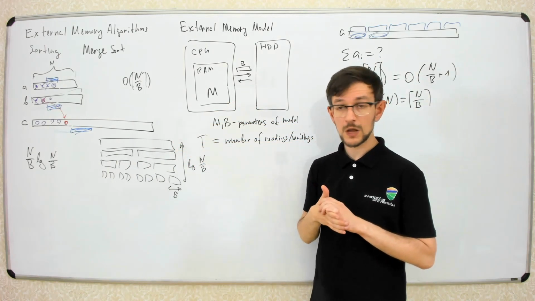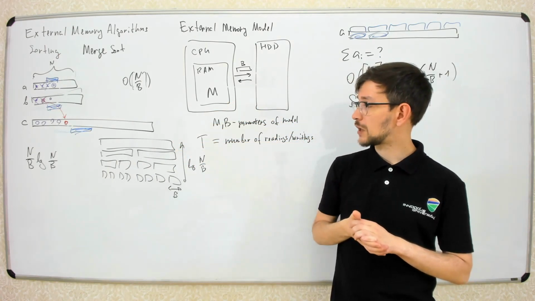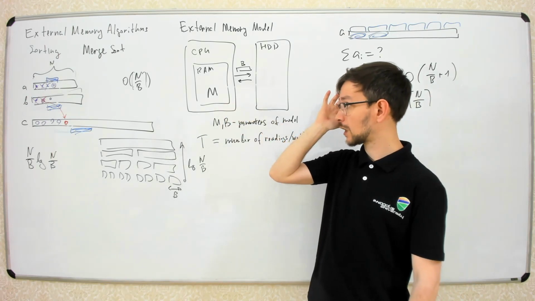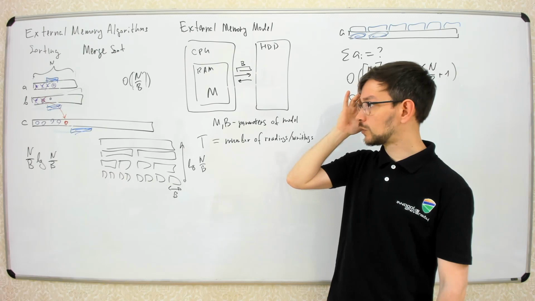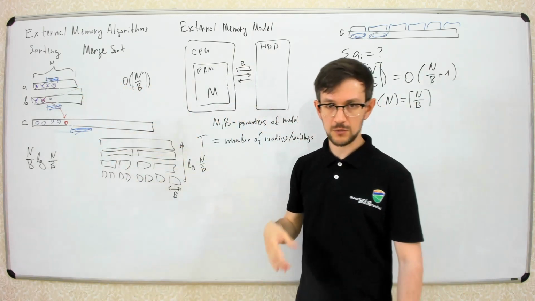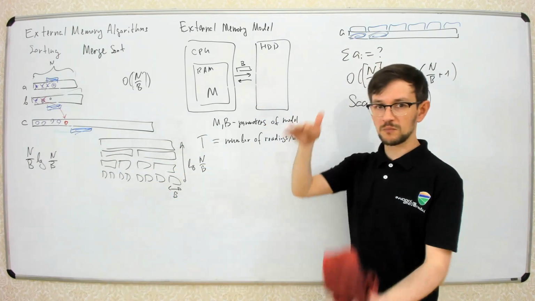That's not good. Let's try to optimize our algorithm to use our local memory much more efficiently. How to do it? Let's see. Let's try to merge not two arrays in one take, but a big number of arrays.